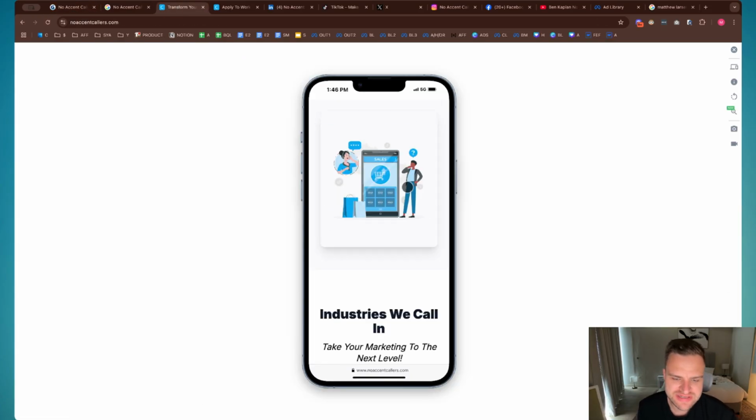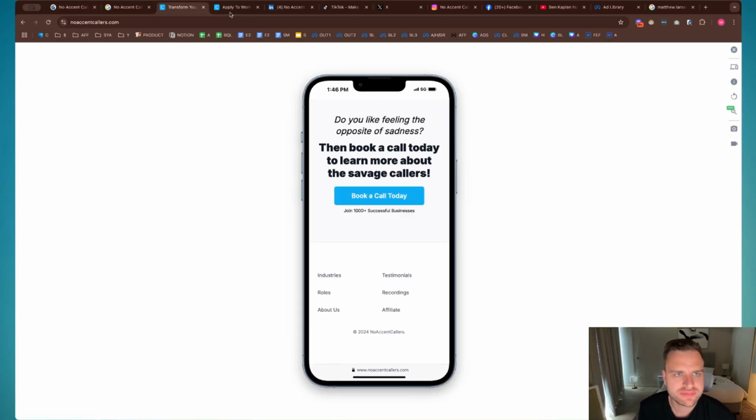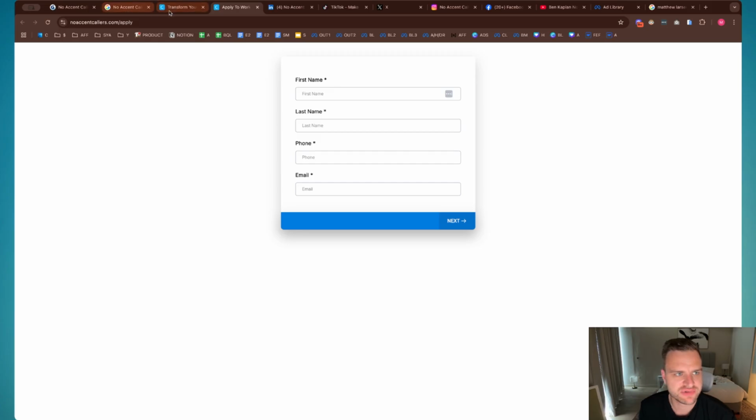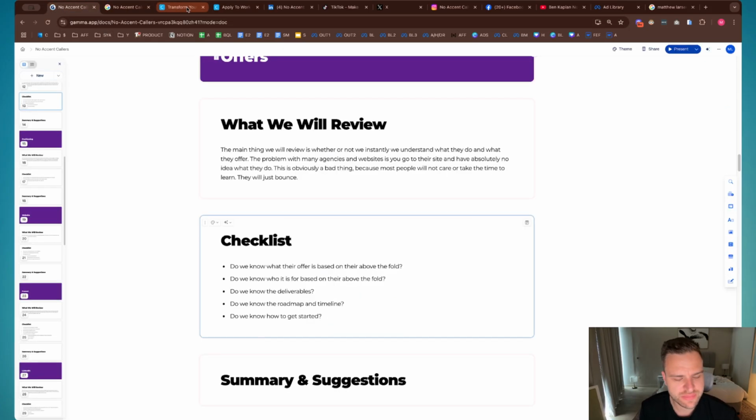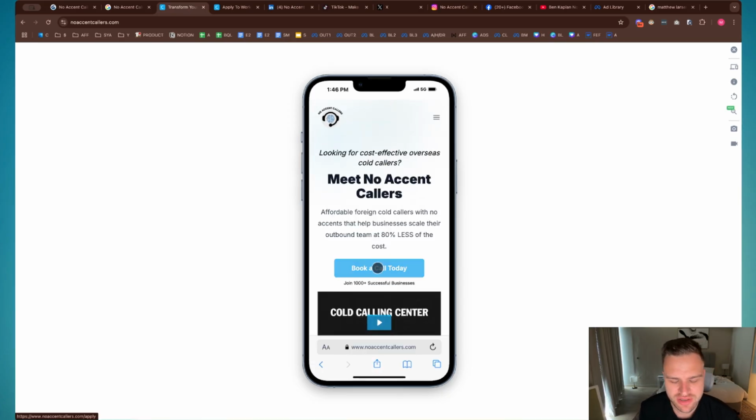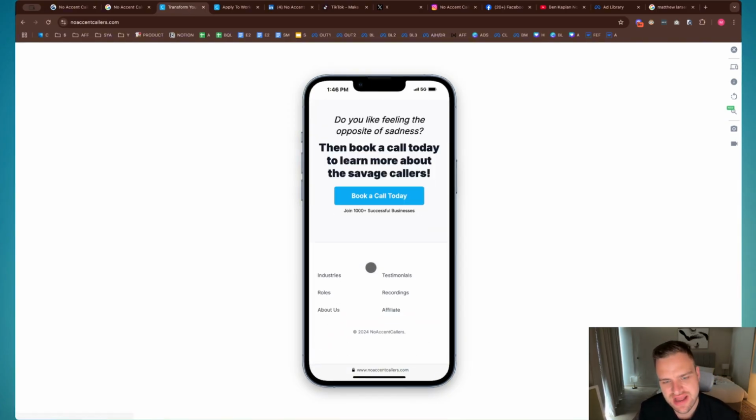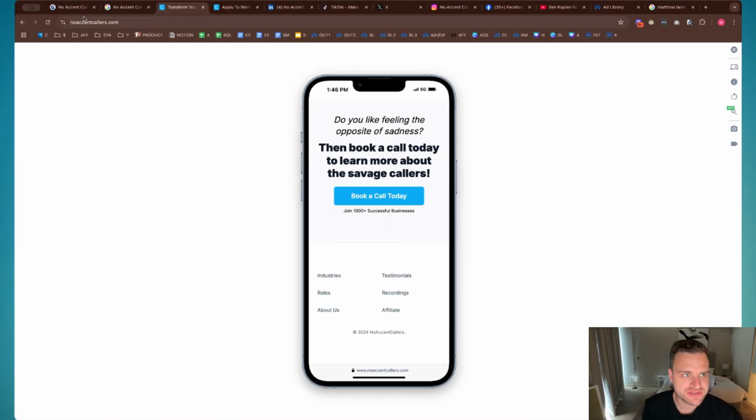Do we know the roadmap and timeline? I don't think we do either. And we're going to do the same thing with their actual funnel after, but I don't think we do. And do we know how to get started? Book a call today is kind of half. We'll give them half points for that, but we need to have a section on how to get started.